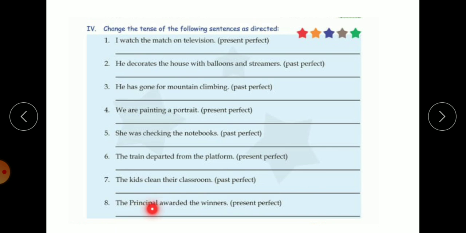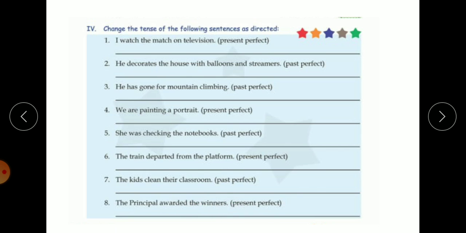The principal awarded the winners. Change it into present perfect. What is the verb? Awarded. So awarded, the third form क्या होगा? Awarded only. So the principal is singular. We'll be putting has. The principal has awarded the winners.